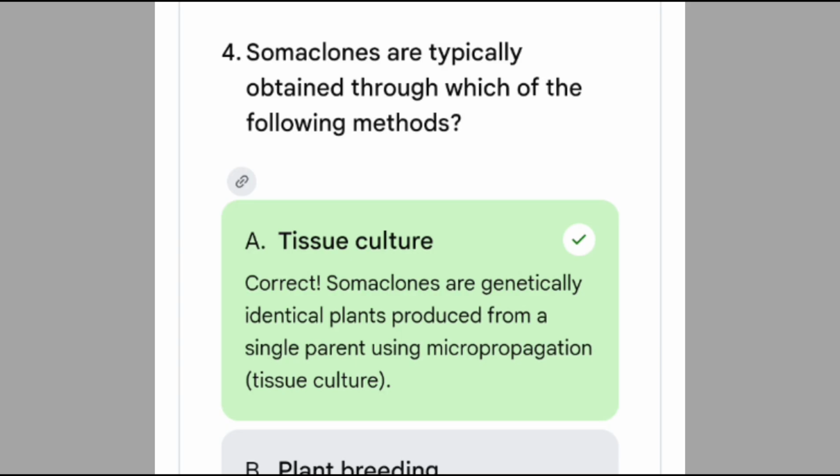Somaclones are typically obtained through which of the following methods? So the answer for this question is tissue culture. Somaclones are genetically identical plants produced from a single parent using micropropagation tissue culture.